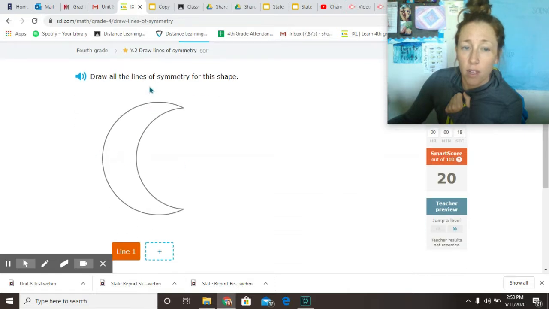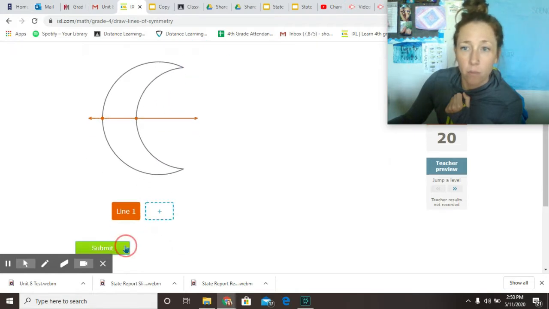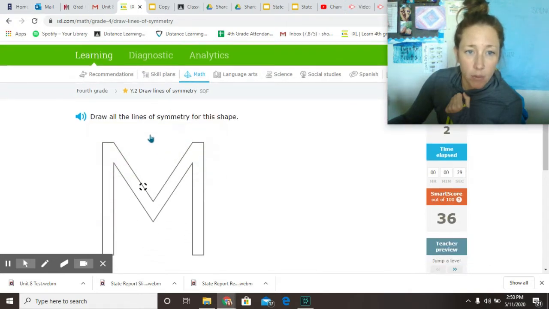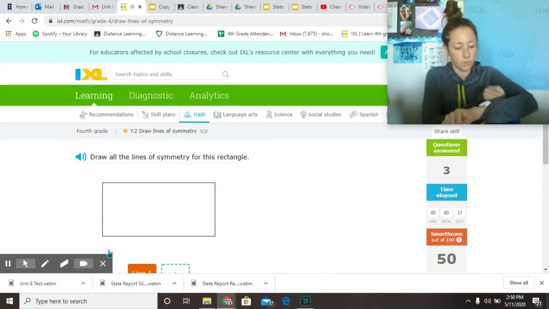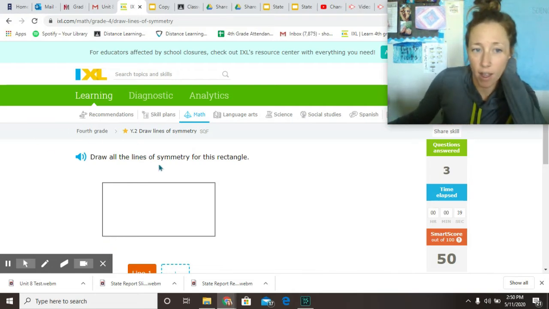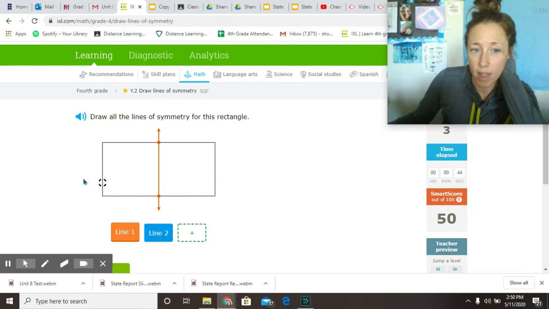The moon. Can I fold it this way? Can I fold it from here to here and have a line of symmetry? Is this side going to be the same as this one? Yep. Same with my M. I can fold it here. That would be a line of symmetry. Like a rectangle, I have from here to here, right? That would be symmetrical. I can add another one. I could go from there to there. And that would be symmetrical as well.